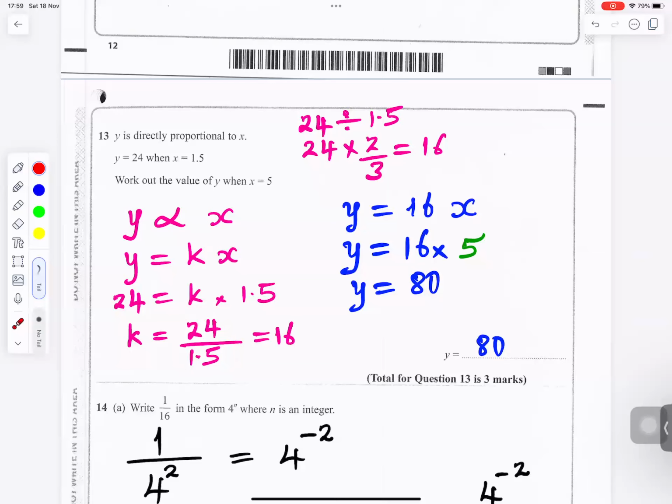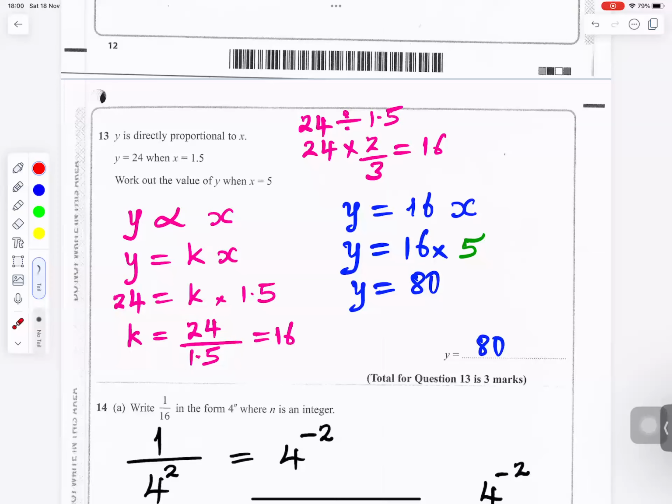The 24 divided by 1.5 is like 24 times 2 over 3. 1.5 is 3 over 2, so it's 24 divided by 3 over 2. So you keep 24, change the sign to times and flip that fraction, 2 over 3. So 24 times 2 divided by 3, the answer gives you 16. 24 times 2 is 48. 48 divided by 3 is 16.